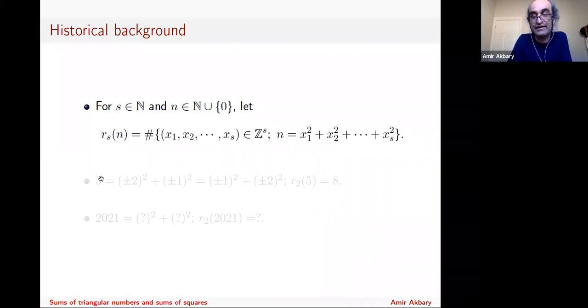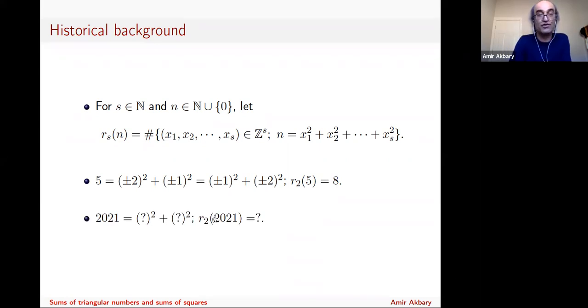So just to give you an idea. Now 5 can be written as a sum of two squares in 8 different ways, as I demonstrated here. And therefore r_2(5) is going to be 8. And you can ask, for example, what is r_2(2021)? How many ways can we write 2021 as a sum of two squares? If you know, you know. If you don't know, you're going to see it in the next few slides.